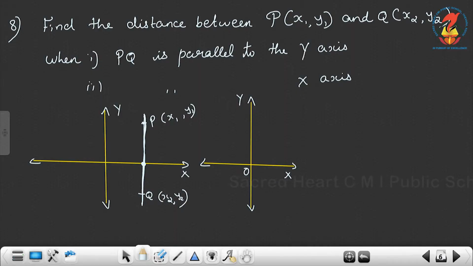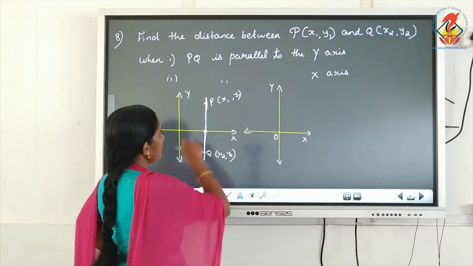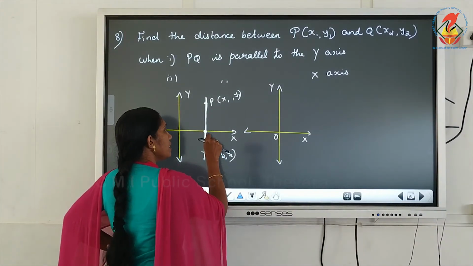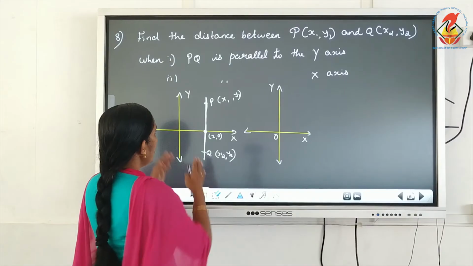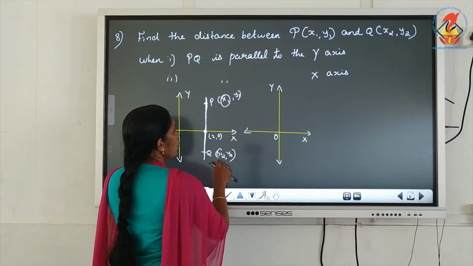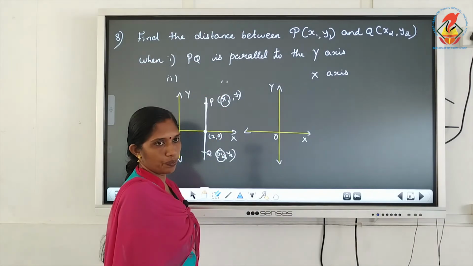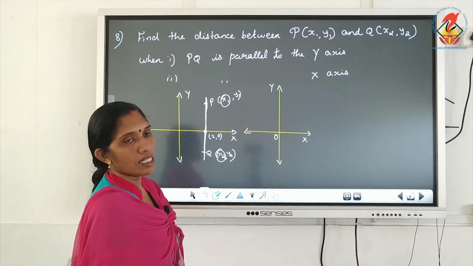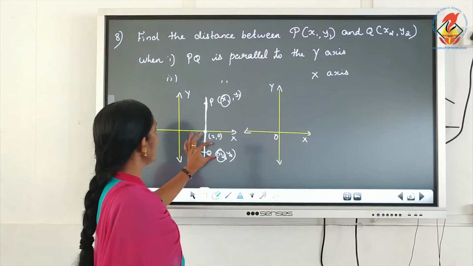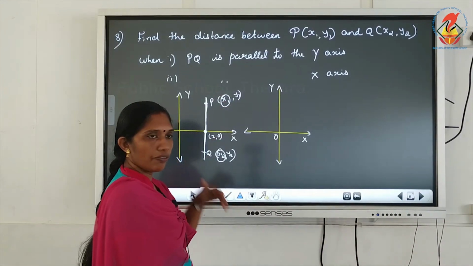So what about this point? The x coordinate will be the same for P and Q, isn't it? If PQ is parallel to the y-axis, suppose here it is (2, 0), then the x coordinate of Q and the x coordinate of P will be equal to 2. Okay. So when parallel to the y-axis, this x1 and x2 are the same. So you just have to subtract y1 and y2. When a line is parallel to the y-axis, the x coordinate will be the same. So when we take the distance between them, this x2 minus x1 becomes 0. They are the same. So you just have to subtract y2 minus y1.